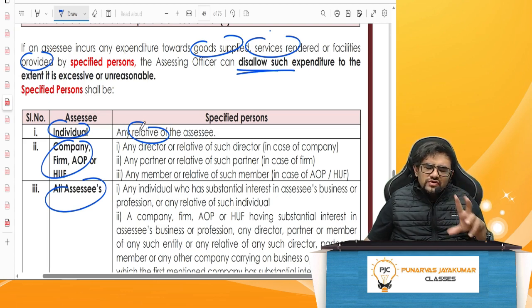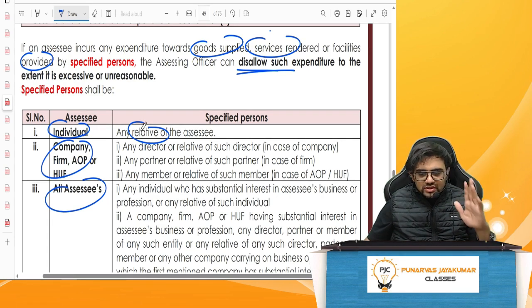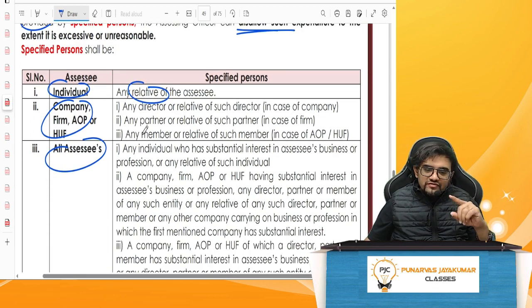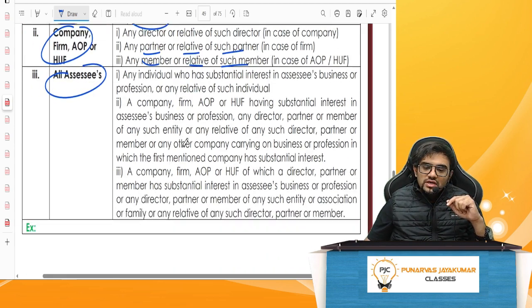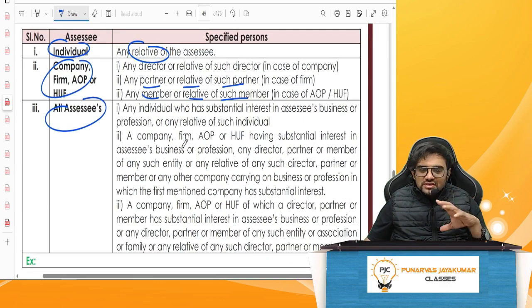Chartered accountants won't get 5 lakh rupees initially. So they are paying 5 lakh rupees per month to a spouse who is just a BCom graduate. The assessing officer can figure this out and say you're just doing it to reduce the tax, hence can disallow the excessive expenditure. He will say for this qualification, maybe 60,000 is the maximum salary, so 4,40,000 I'm going to disallow. For the company, firm, AOP, HUF: director or relative of such director is covered; partner or relative of such partner in the case of a firm; and in the case of AOP or HUF, member or relative of such member.